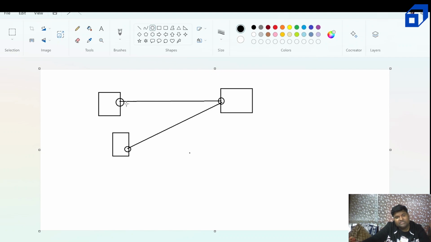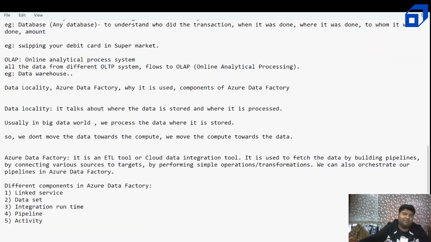right? So a link service is used to help us generate a connection between the pipeline and the source, or between the pipeline and the target. It is used to authenticate the connection. Now what is a dataset? A dataset will tell you the type of data or the structure of the data which you want to extract. For example, if you are fetching CSV data, the data type will be CSV. If you are fetching Excel data, the data type will be Excel. If you are fetching JSON data, the data type will be JSON.